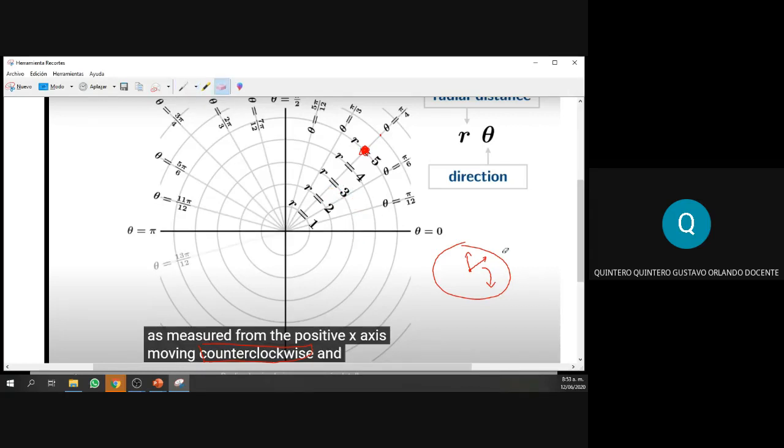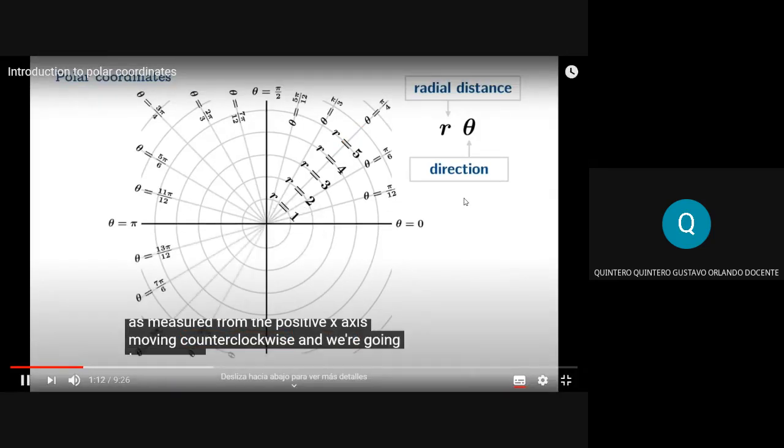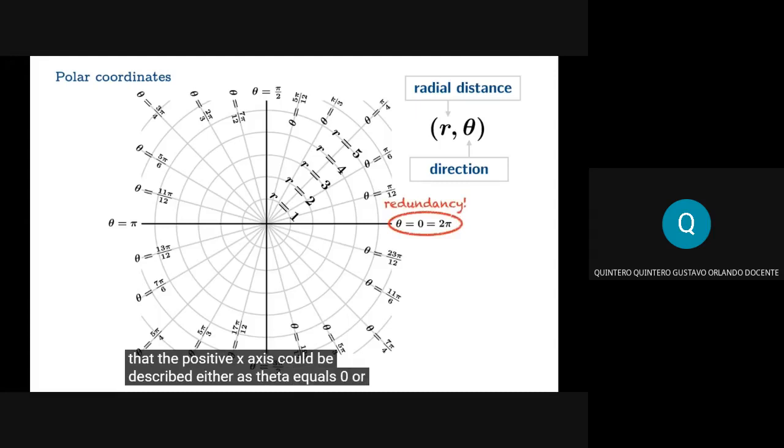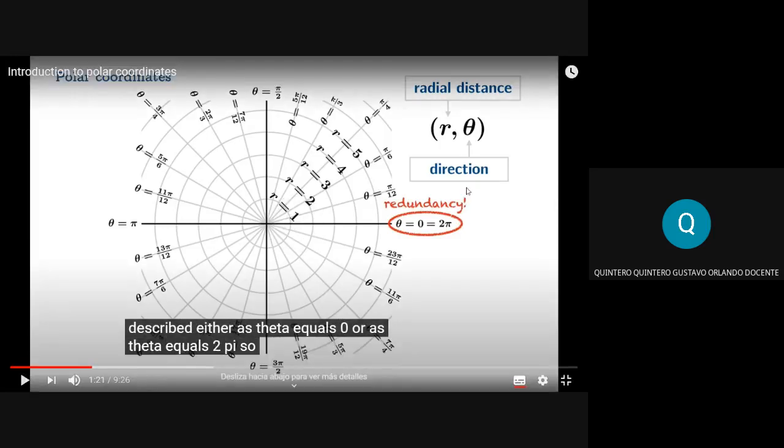This is what the guy said there, and I wanted to make a quick intervention about that. All right, let's continue. We're going to measure in radians. Now we'll notice that the positive x-axis could be described either as theta equals 0 or as theta equals 2 pi. All right, here, another important thing. Notice how every single angle that the guy is describing does not have the little circle, meaning this is not degrees, this is radians, the ones that we saw in the past class.